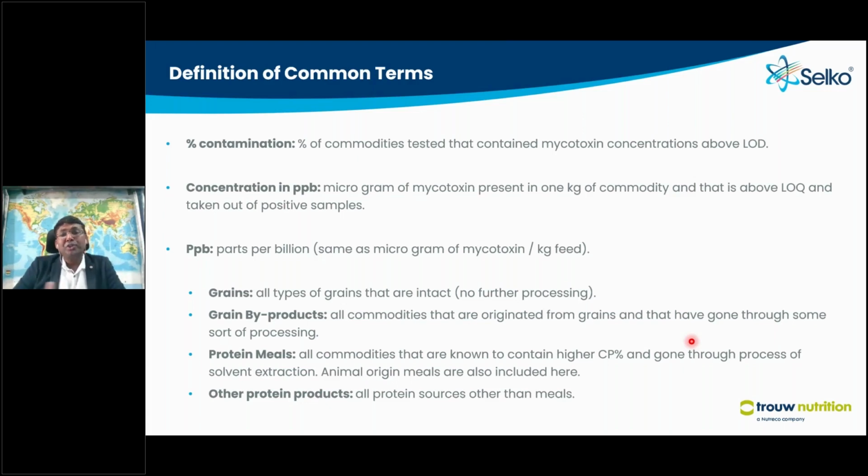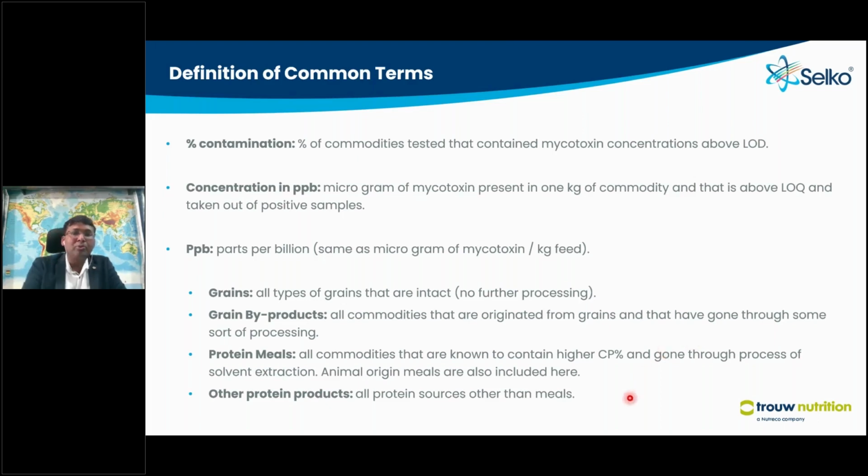Then when I refer to grains in my presentation, it refers to all types of grains that are intact, with no further processing. When I refer to grain byproducts, I mean all commodities that originate from grains only and have gone through some sort of processing, like rice bran, wheat bran, DDG, stuff like that. Protein meals are those which have a high crude protein percent, we all know, and have gone through a process of solvent extraction, so meals, most of them, and animal origin meals are also included here, like meat meal, and some of the fish meals, which some people analyze also.